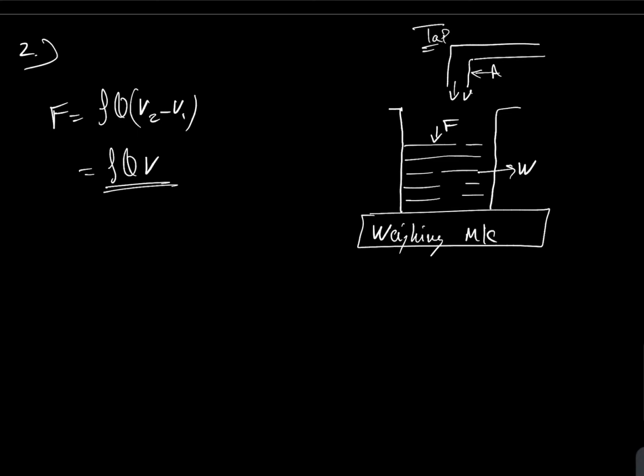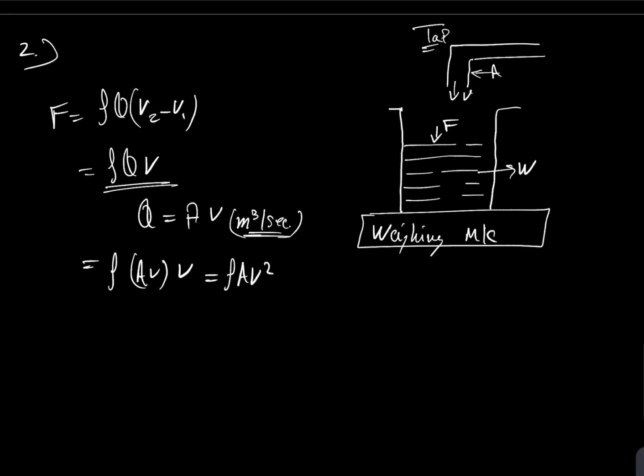So what will be the force? Rho q v. What is q? Q is the area of the tap multiplied by velocity, with unit meter cube per second. We have already discussed this in the case of venturi meter, orifice meter, etc. Q is equal to area into velocity. So rho q v is rho A V into V, which is also equal to rho A V square.